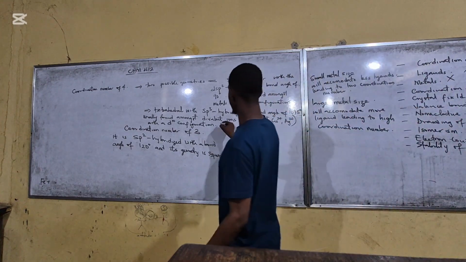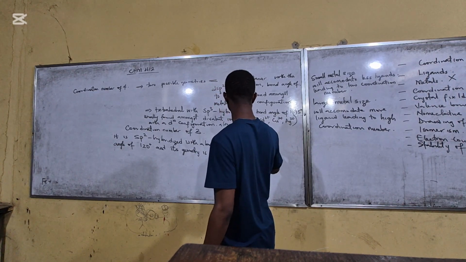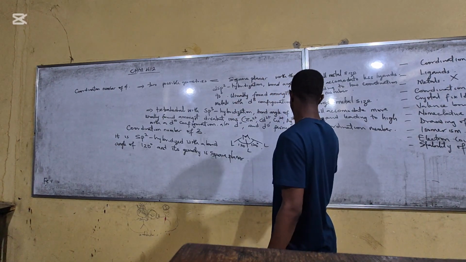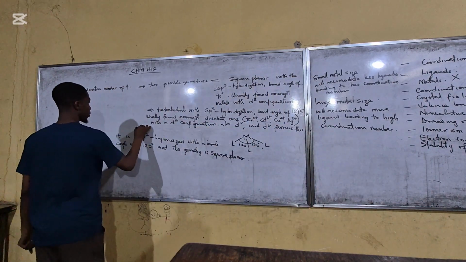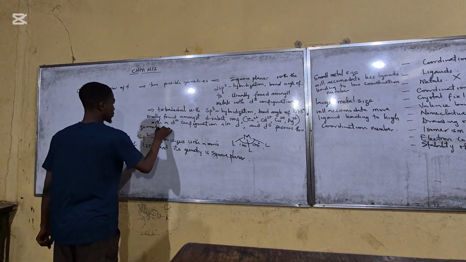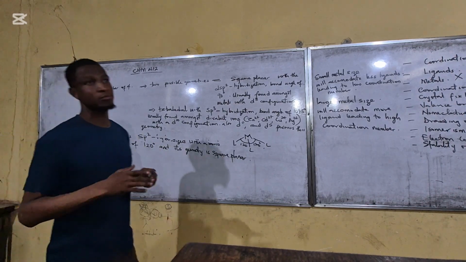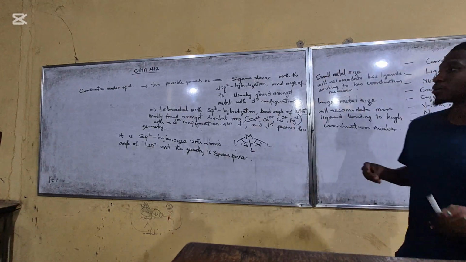Also, d0 and d5 favor this geometry. So d0 and d5 also favor tetrahedral.